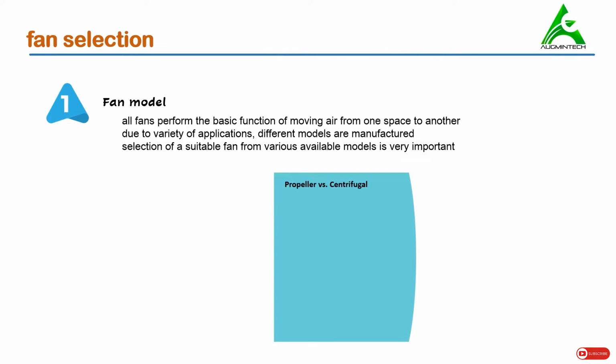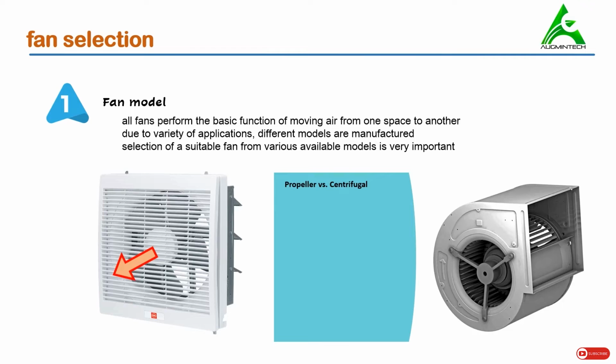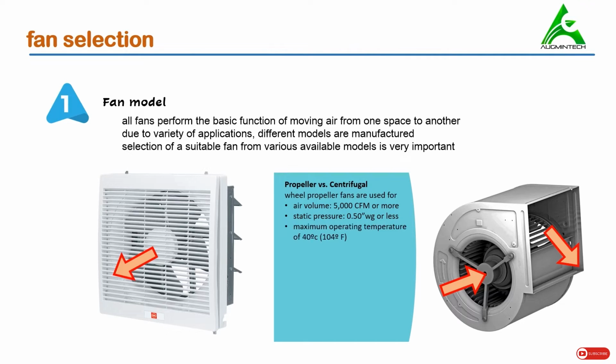Now as we know, fans can be axial or centrifugal. So an axial fan flows the air axially, the centrifugal fans move the air at some angle. The propeller fans or the axial fans are used at 5000 cfm or more, and the static pressure they can overcome is up to 0.5 inches of water column. Now they have the limit of temperature up to which they can operate, and that is 40 degrees centigrade.